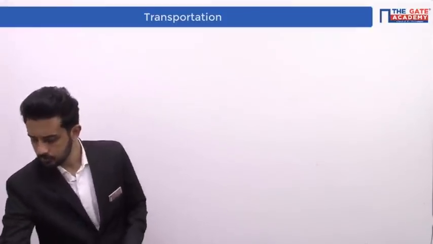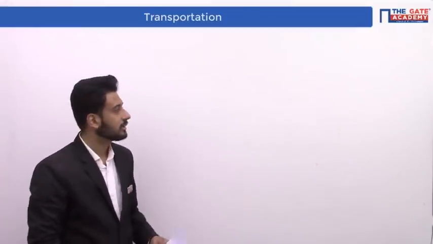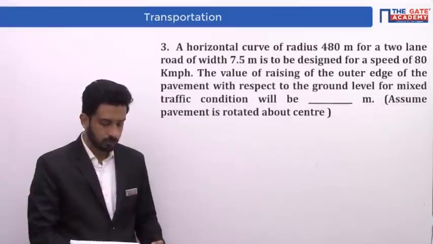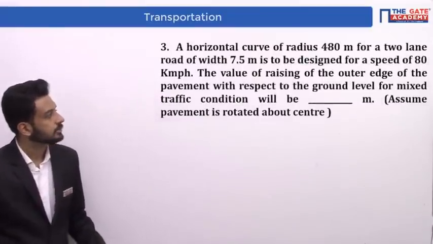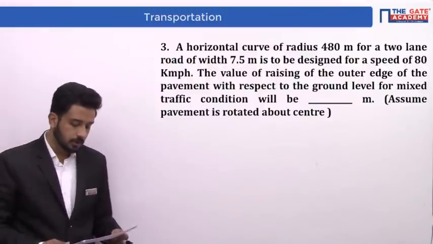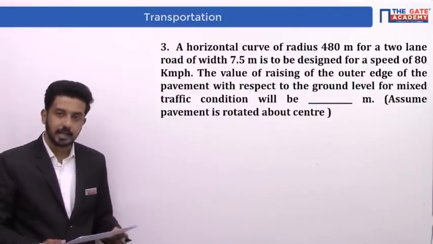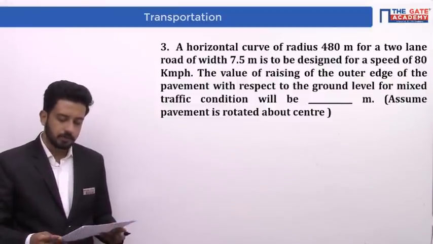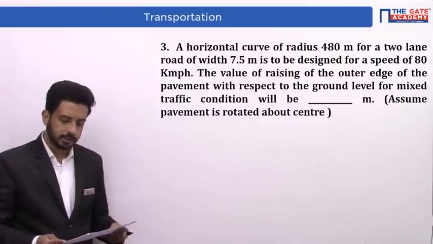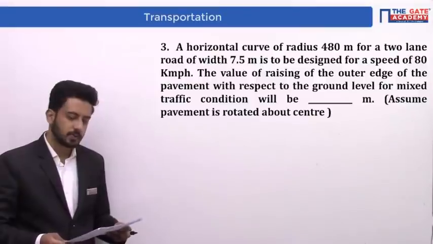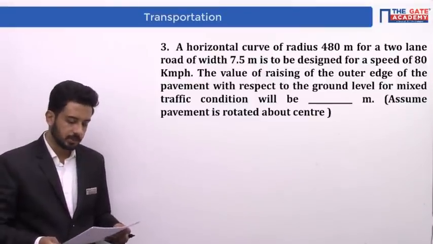So hope you have understood this question. Now we will move on to the next question. So let's read the question. A horizontal curve of radius 480 meter for a 2-lane road of width 7.5 meter is to be designed for a speed of 80 km per hour.